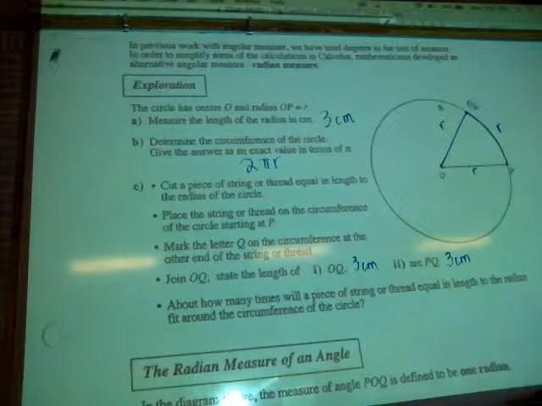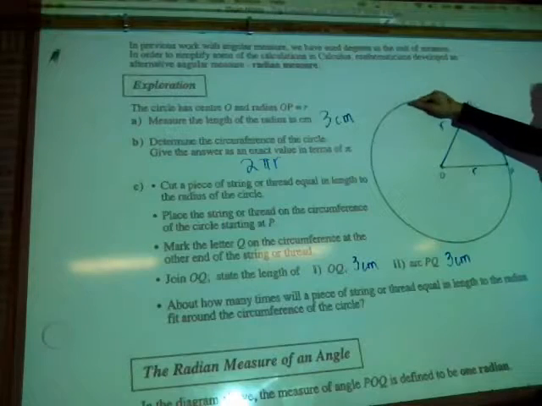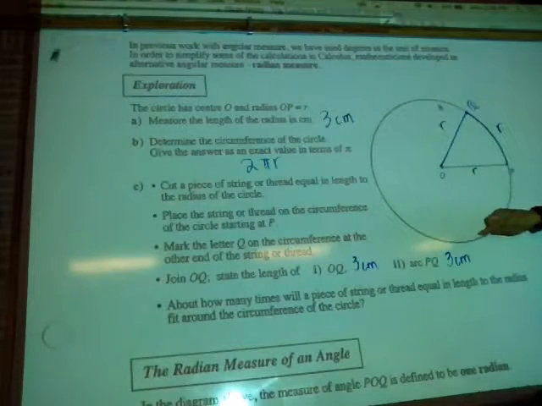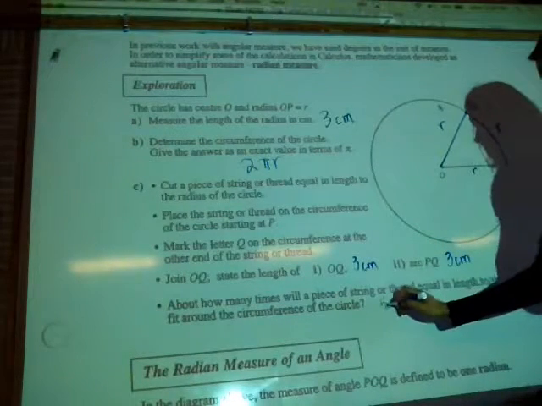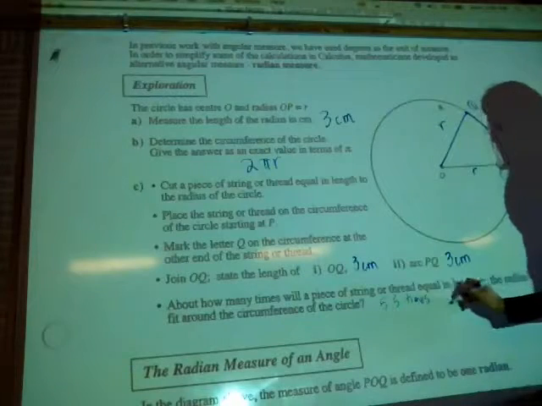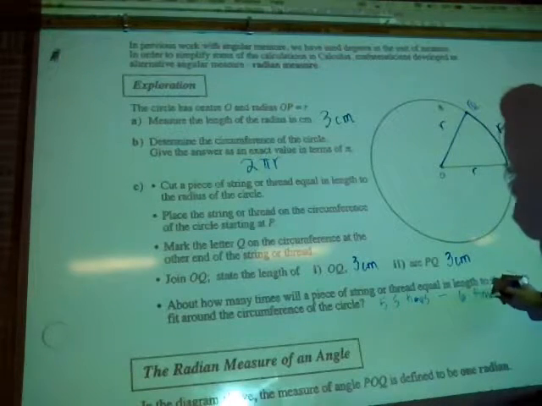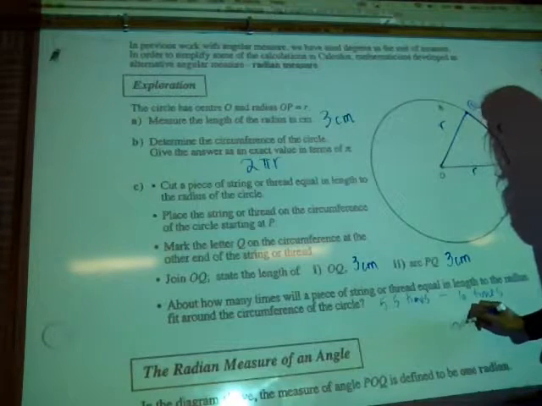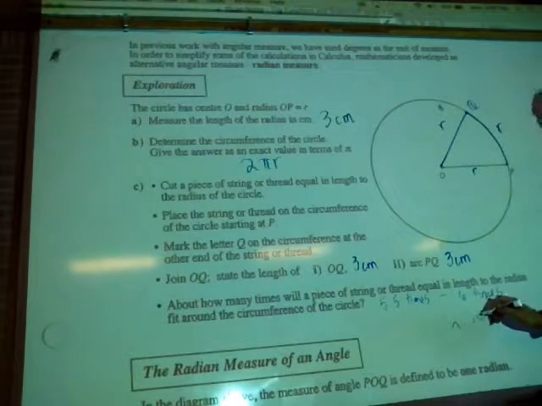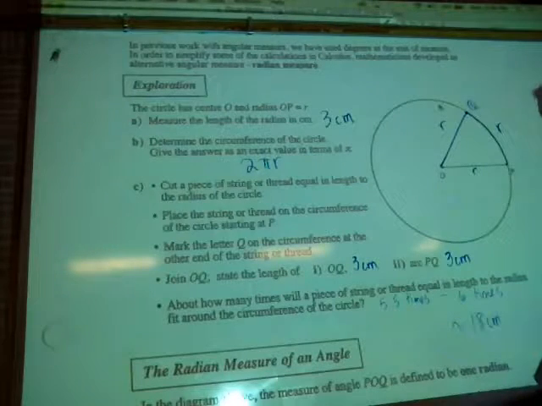So if you were to take this piece of string and put it around the circle, how many times do you think you could place it around the circle? How many pieces of string? 6? 5.5? Okay. 6 and a chunk. I say 6. It's just an estimate. So if that piece of string is 3 centimeters long, then let's just use the 6 as an estimate, then the circumference would be about 18 centimeters. Okay, approximately 18 centimeters.